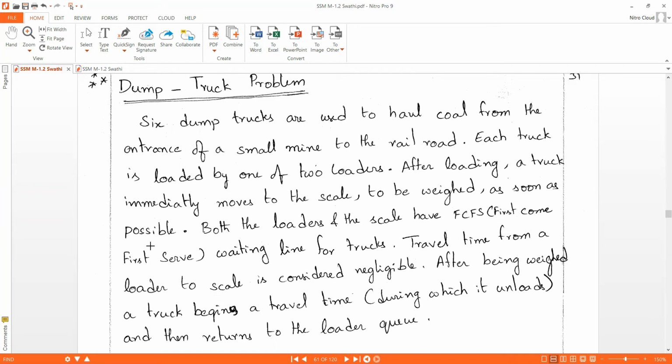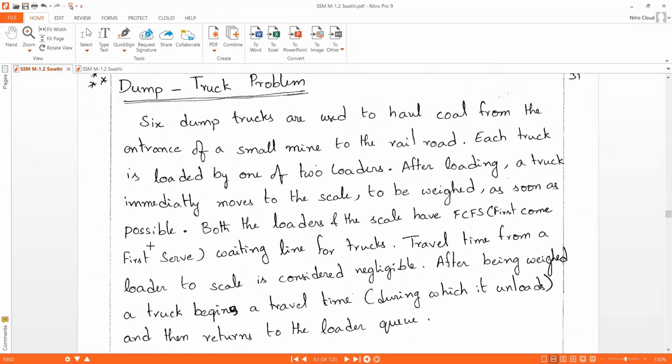So first the dump trucks will go to the loader. Loaders will load the truck. Then after loading, the dump trucks will go to the weighing scale. At the weighing scale, what will be done? The weight of that truck will be identified.